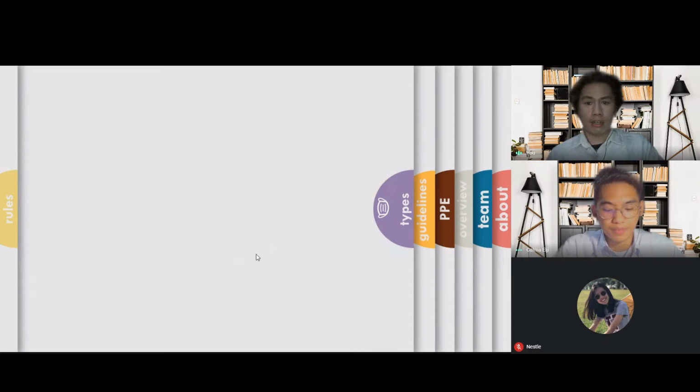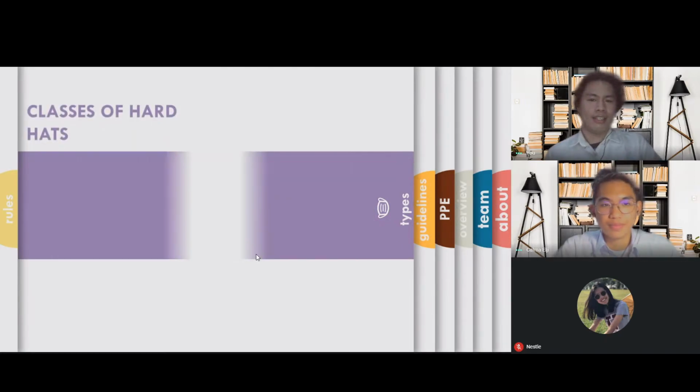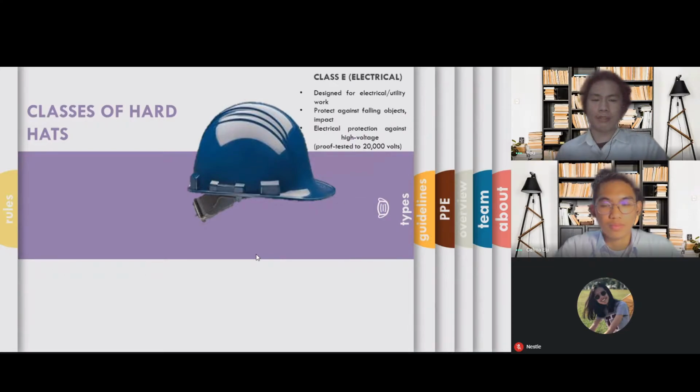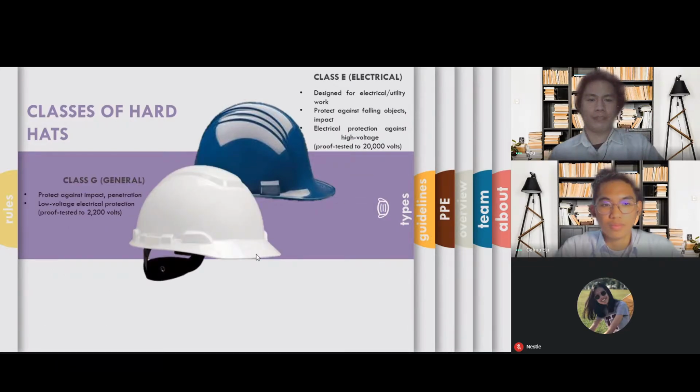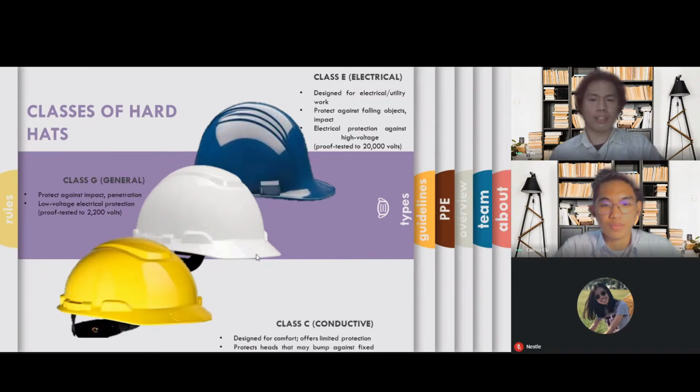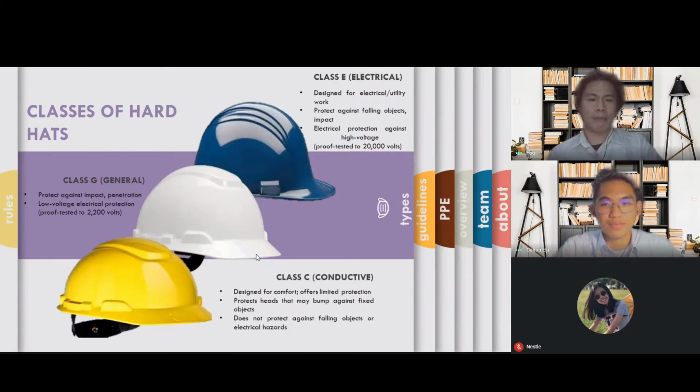Ano-ano nga ba ang klase ng mga hard hats? May tatlo tayong klase ng hard hats. Ang mga ito ay Class E is for electrical, Class G for general, at Class C for conductive. Bawat klase ay may iba't ibang pakinabang.